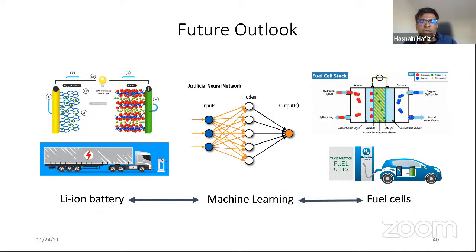And in the future, we want to solve some of the issues in the current battery industry using new techniques such as artificial neural networks. So this is just to give you some future outlook of what we have been pushing on right now.